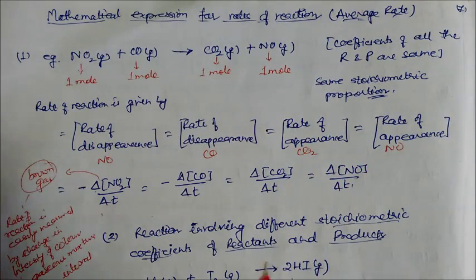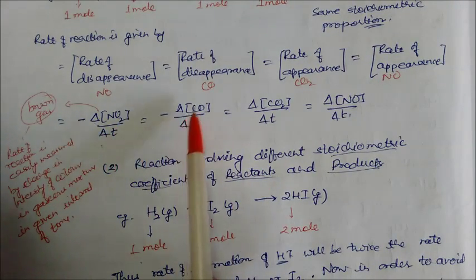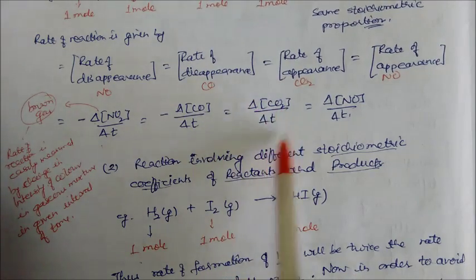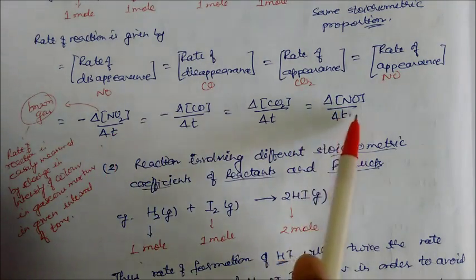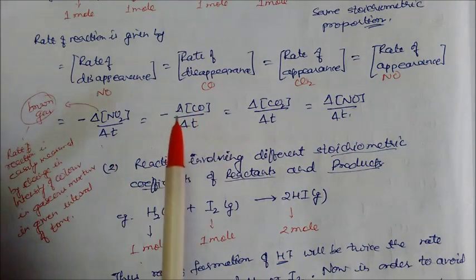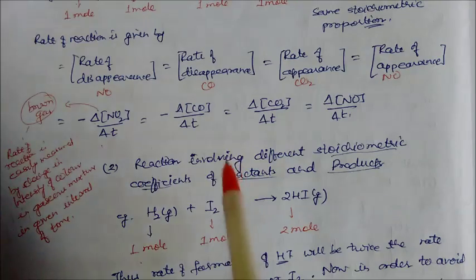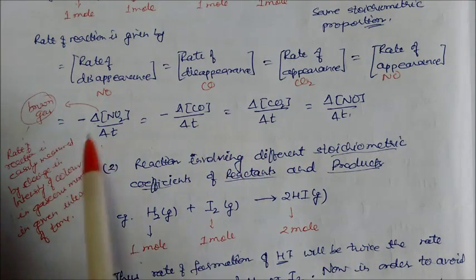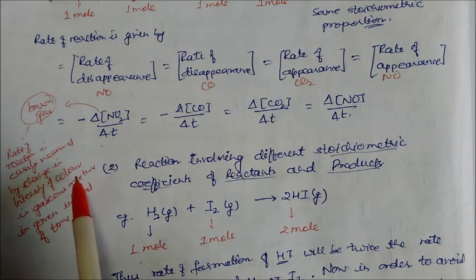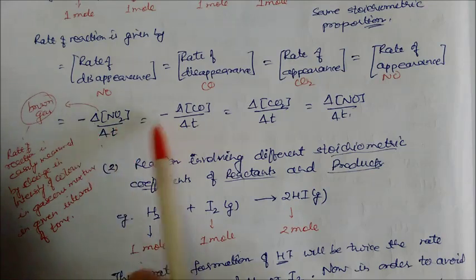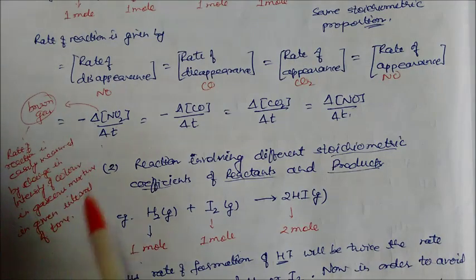So in terms of average rate, we can write minus delta NO2 by delta t equals minus delta CO by delta t, equals delta CO2 by delta t, equals delta NO by delta t, because all are 1 mole. So we can write it per mole. The rate of disappearance of reactant is equal to the rate of appearance of the product per mole. Since NO2 is a brown gas, the rate of reaction is easily measured by the change in intensity of color. The intensity of the color will change because it is converted to nitric oxide. In the gaseous mixture, the color of the brown gas will decrease in a given interval of time.